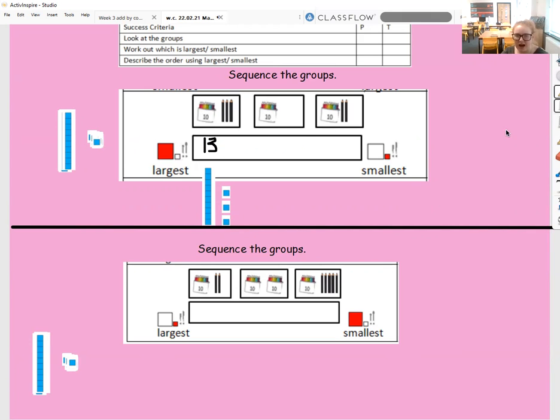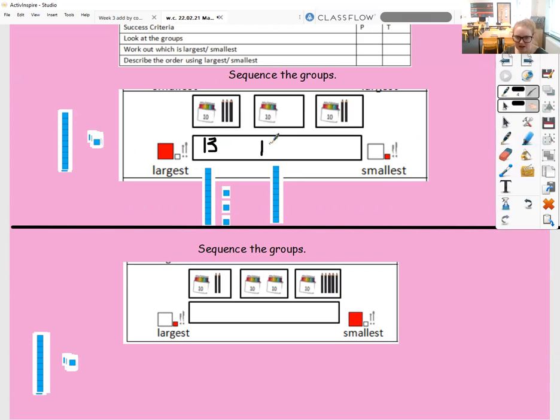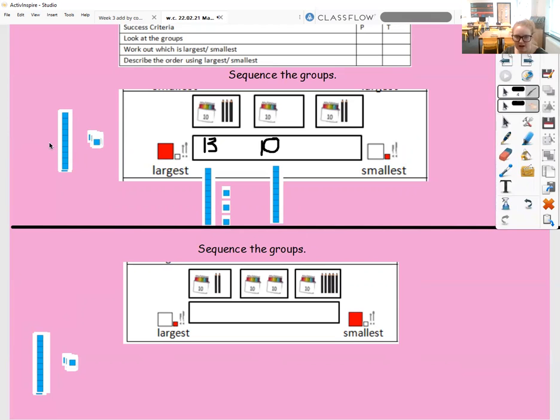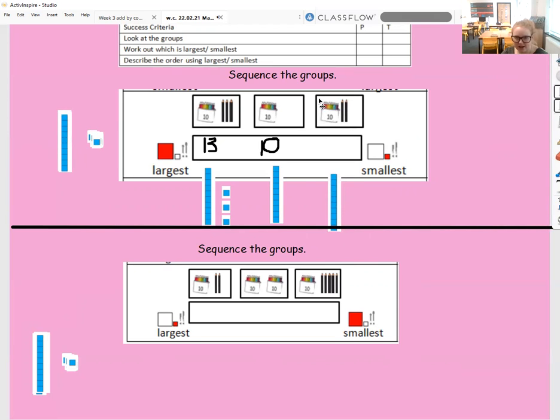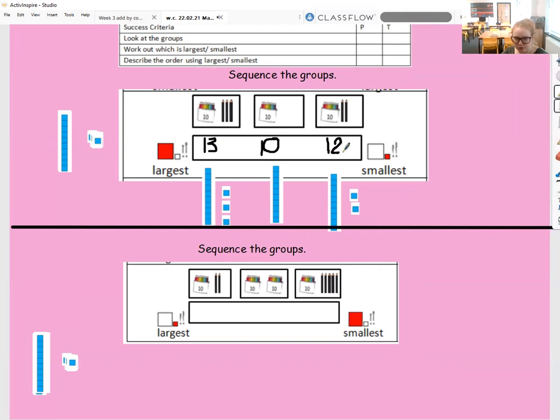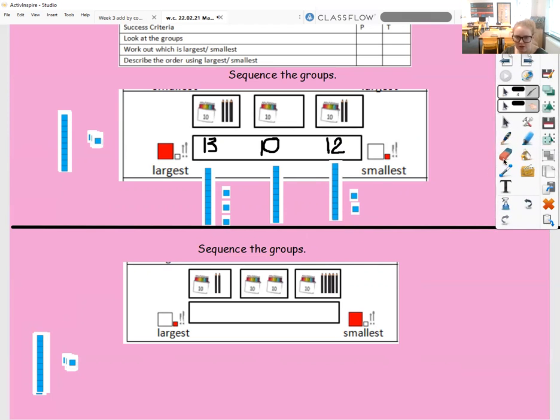My next group, how many tens do I have? I have 1 ten, and how many ones do I have? Oh, I have 0 ones. So if I've got 1 ten plus 0 ones, what number is that? It is 10. Fantastic. And in my last group, I have 1 ten, I can see here, and 2 ones. What number does that make? Well, I've got 1 ten and 2 ones equals my whole, which is 12.